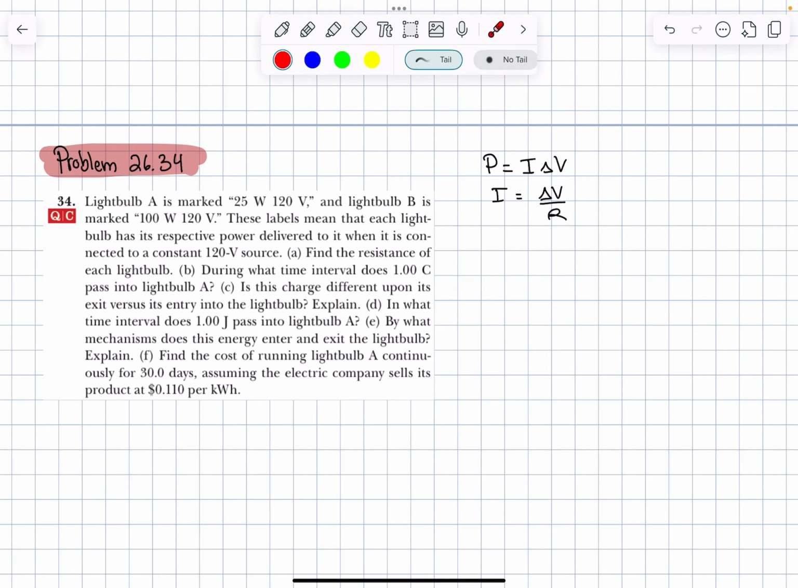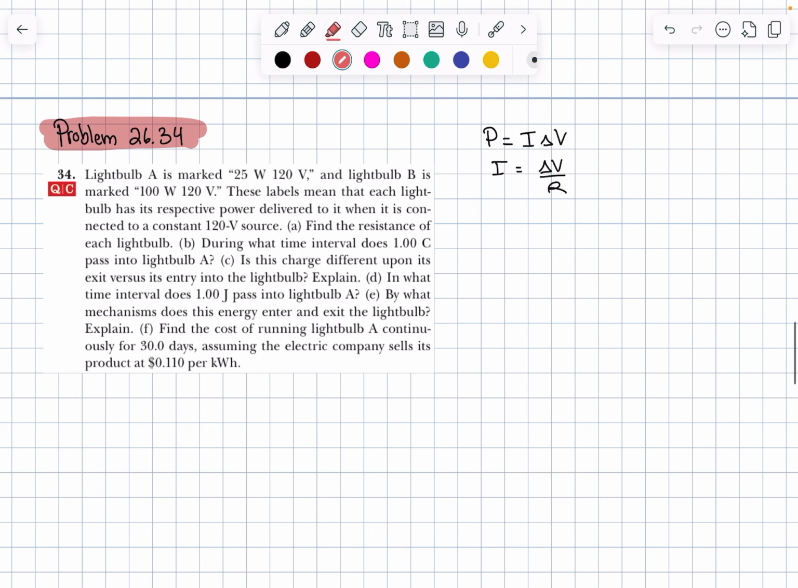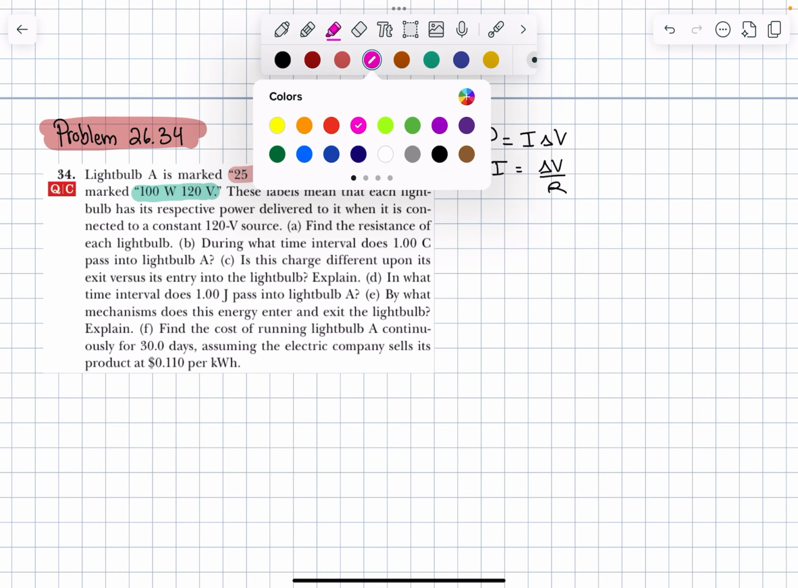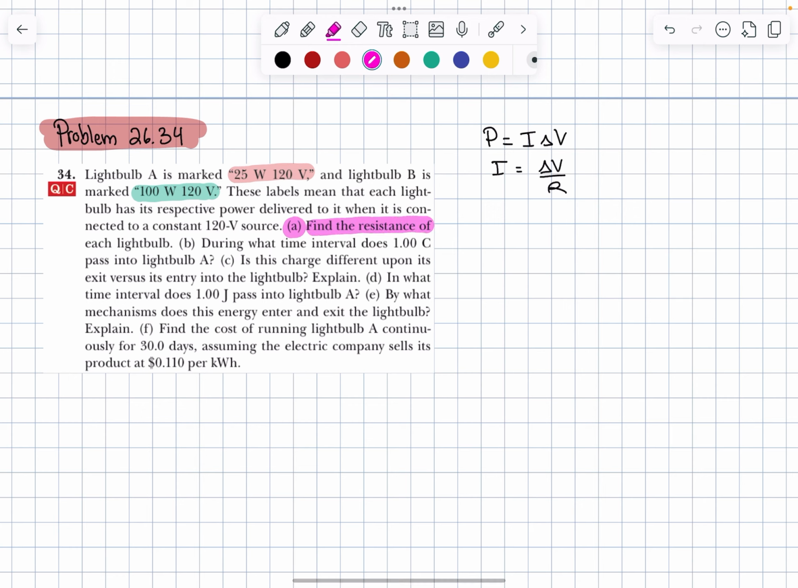Alright, so this is problem 26.34, and it says that a light bulb A is marked as 25 watts, 120 volts. A light bulb B is marked as 100 watts, 120 volts. So this means that each light bulb has a respective power delivered to it when it's connected to a 120 volt source. Now A says, find the resistance of each light bulb.